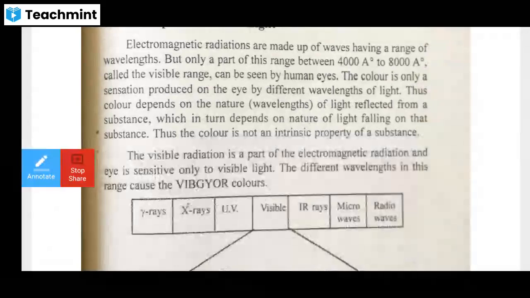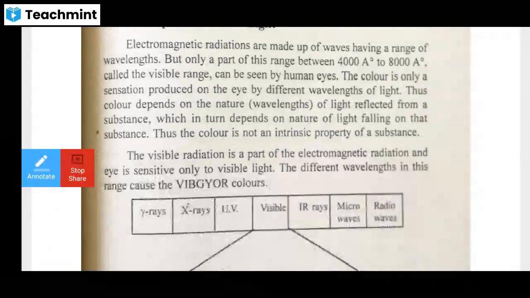So the visible rays are in the center. If the wavelength increases, it goes to IR radiation, then microwaves, and then radio waves. If the wavelength decreases, it is UV rays, then X-rays, and then gamma rays.